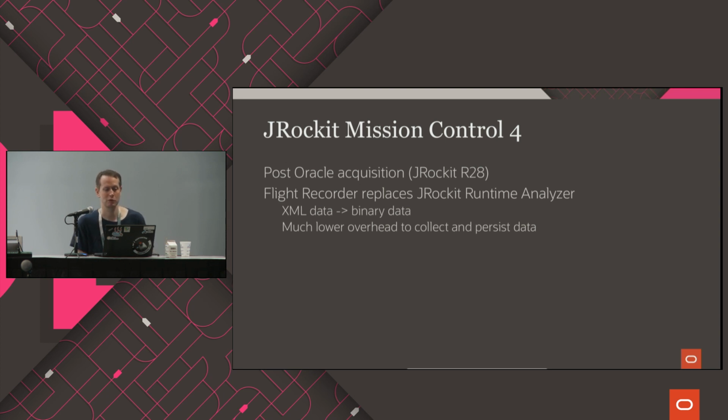The difference between Flight Recorder and the JRocket Runtime Analyzer is that the whole back end was replaced, and we were no longer using XML to persist stuff, but had our own proprietary binary format. That was much smaller, so it was much more efficient to hold in memory in per-thread buffers or in a global buffer, or persist to disk. Whatever we were doing with this data, it took a whole lot less space, and so was a whole lot less costly to manipulate and hold on to.